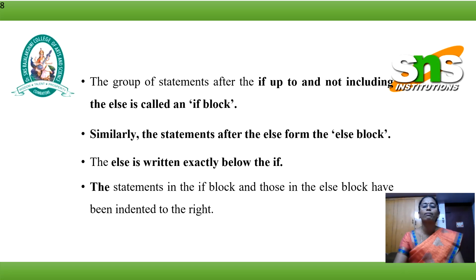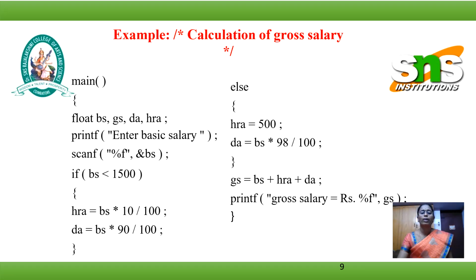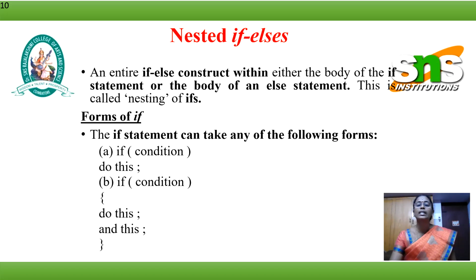The group of statements after if, up to but not including the else, is called an if block. The else part will be exactly below the if statement to define the false part of the previous if statement. Here is an example. If the basic salary is less than 1500, then HRA and DA are calculated based on that. Else, that is, if the basic salary is not less than 1500, then according to that, the HRA and DA will be calculated.